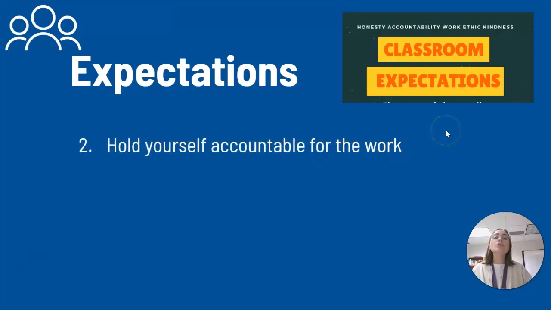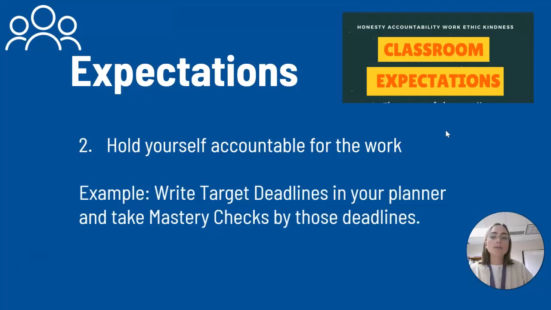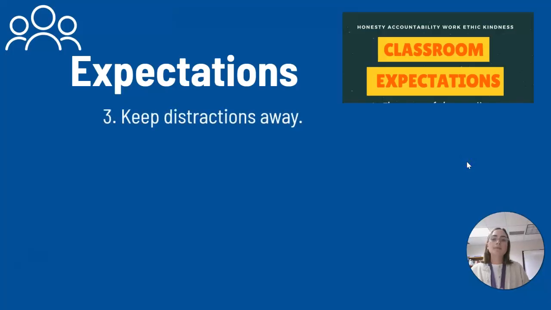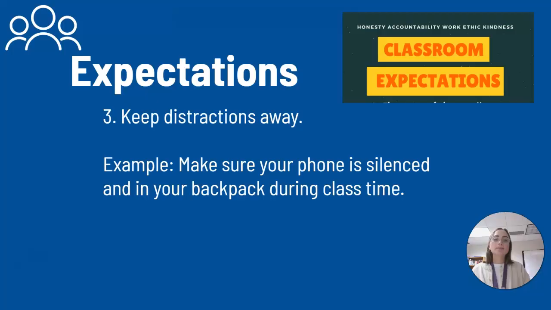Expectation number 2, hold yourself accountable for the work. An example of holding yourself accountable is writing your target deadlines in your planner and taking your mastery checks by those deadlines. Expectation number 3, keep your distractions away. Make sure your phone is silenced in your backpack during class time so that you can focus on your schoolwork and get your work done.